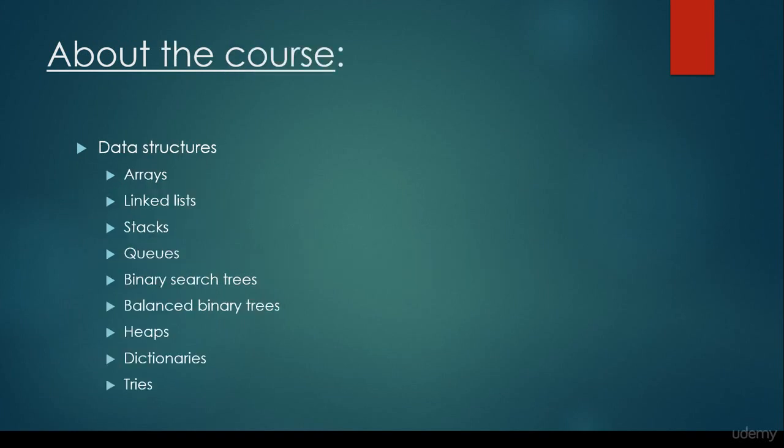Let me tell a few words about what you are going to get from this course. We are going to talk about three main topics: data structures, graph algorithms, and sorting algorithms. As far as data structures are concerned, we are going to talk about arrays, linked lists, stacks and queues, of course binary search trees and balanced binary search trees, and heaps, dictionaries, and tries in the end.